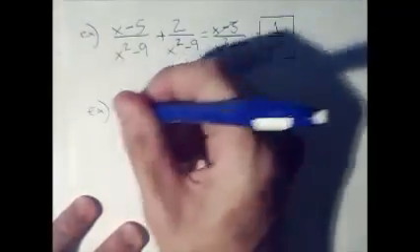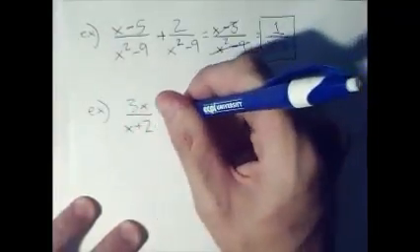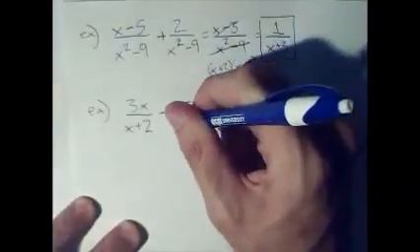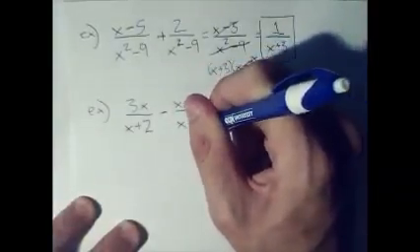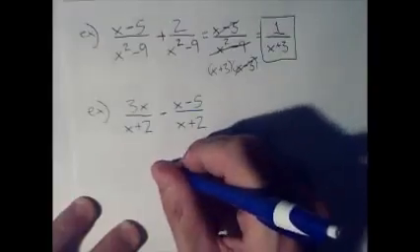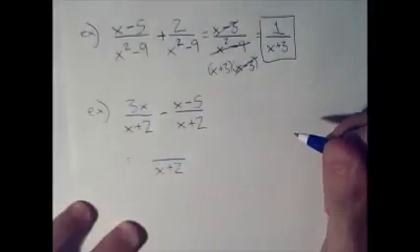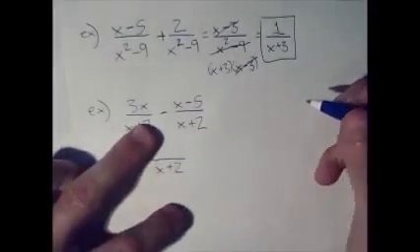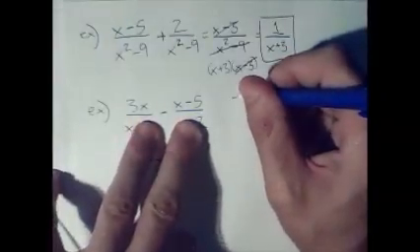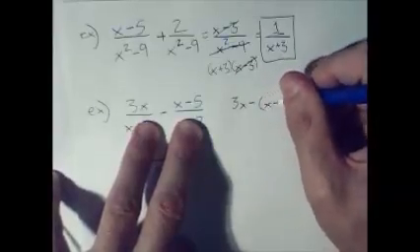Our next example, 3x over x plus 2 minus x minus 5 over x plus 2. Now, when we have a common denominator, it's common, so we're going to keep that same common denominator. But at the same time, when we look at subtracting the numerators, just like when we subtracted polynomials, what we're going to have is 3x minus x minus 5.